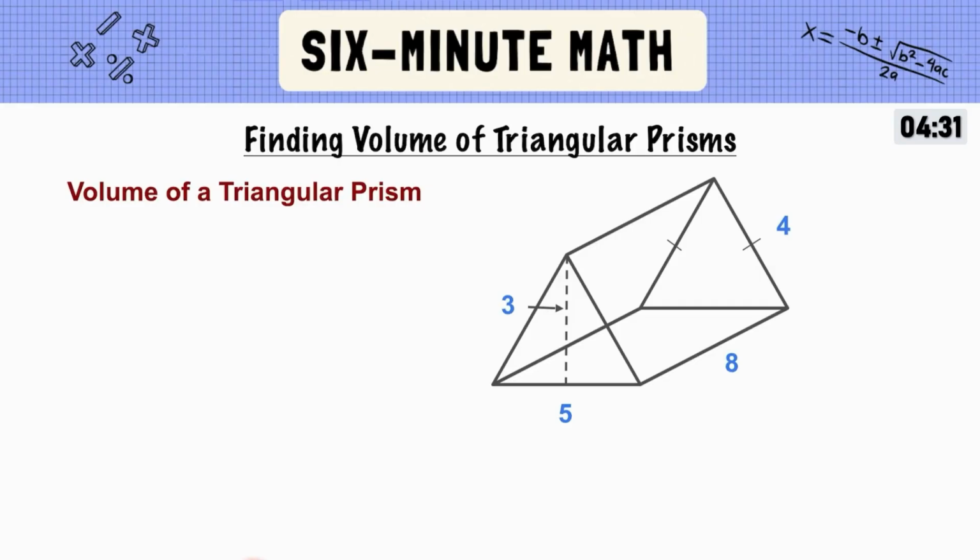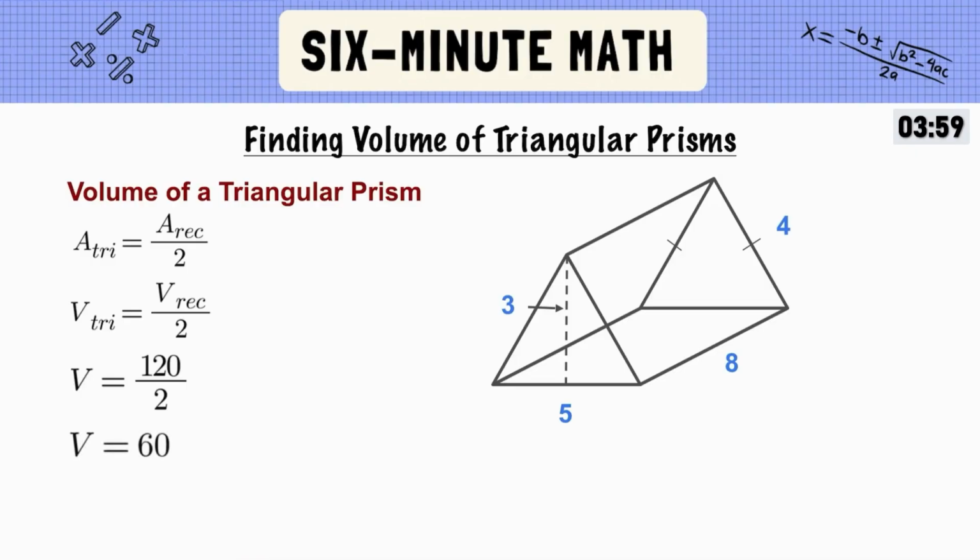If I am finding the volume of a triangular prism, just like the area of a triangle is the area of a rectangle divided by 2, our volume of a triangular prism is the volume of our rectangular prism divided by 2, as it takes up half the amount of space in three-dimensional space. We found that the volume of this rectangular prism was 120, so I divide that by 2 for a final volume of 60.